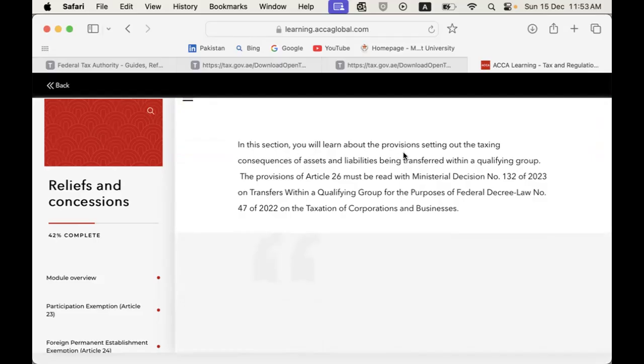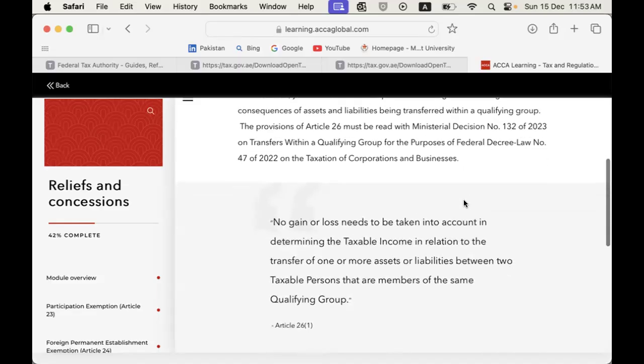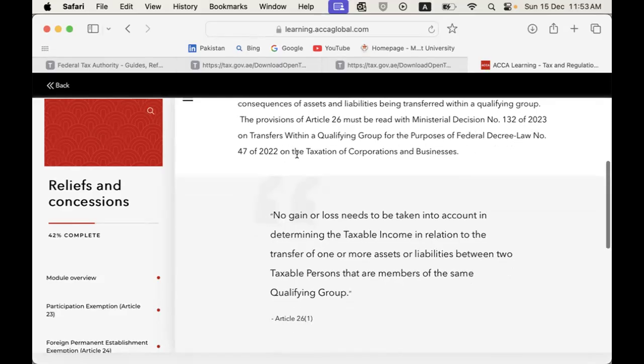In this section, you will learn about the provisions setting out the tax consequences of assets and liabilities being transferred within a qualifying group. So you guys remember what was a qualifying group? I just explained some a little time ago. Kalima, can you respond to it? They have, when 2 or 3 companies have common ownership. And what is the percentage of ownership? 75%. Okay.